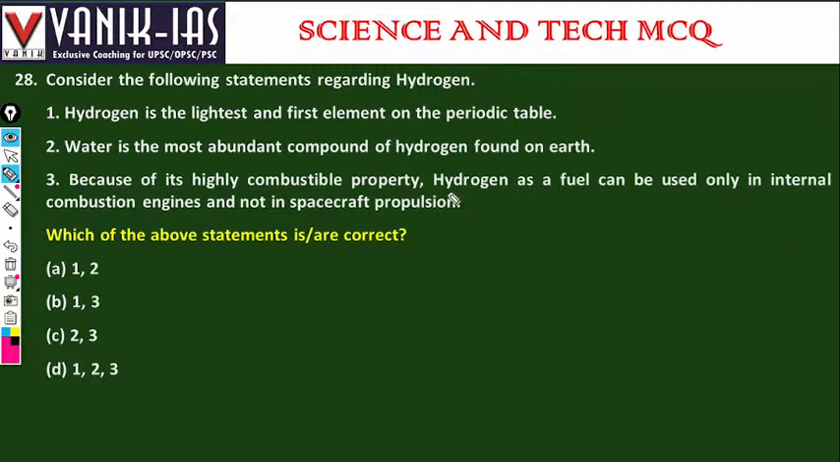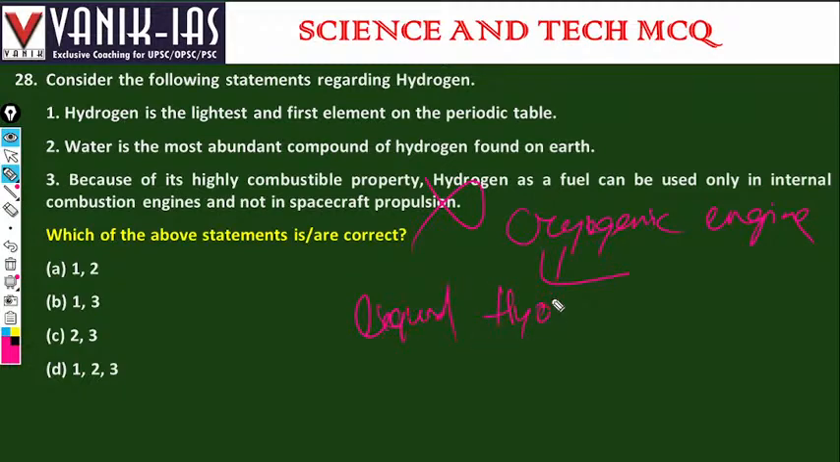Hydrogen cannot be used in spacecraft? This is wrong, because hydrogen is used in cryogenic engines. Liquid hydrogen and liquid oxygen are used in cryogenic engines. Cryogenic means an extremely low temperature engine.